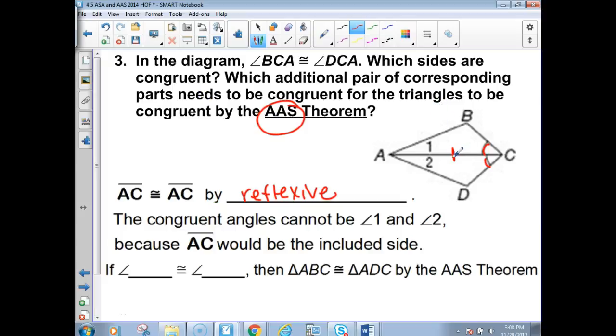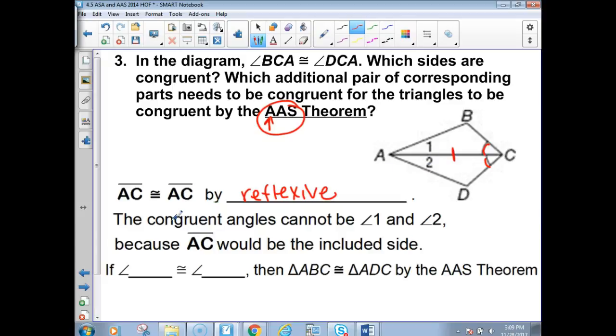Well, I've already got a side. I already got a pair of angles. I need another angle. So the congruent angles can't be 1 and 2. How come? It'd be ASA. The side would be between them. It can't touch this. It's got to be away from it. Can't touch this.